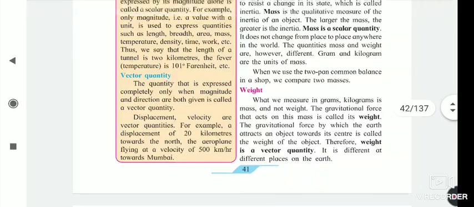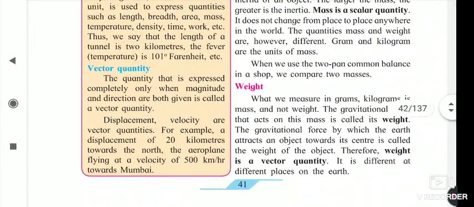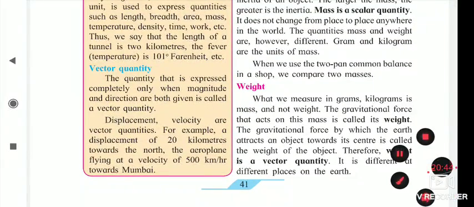Tomorrow we will see weight, and we will also see the difference between mass and weight. Today we will stop here only.